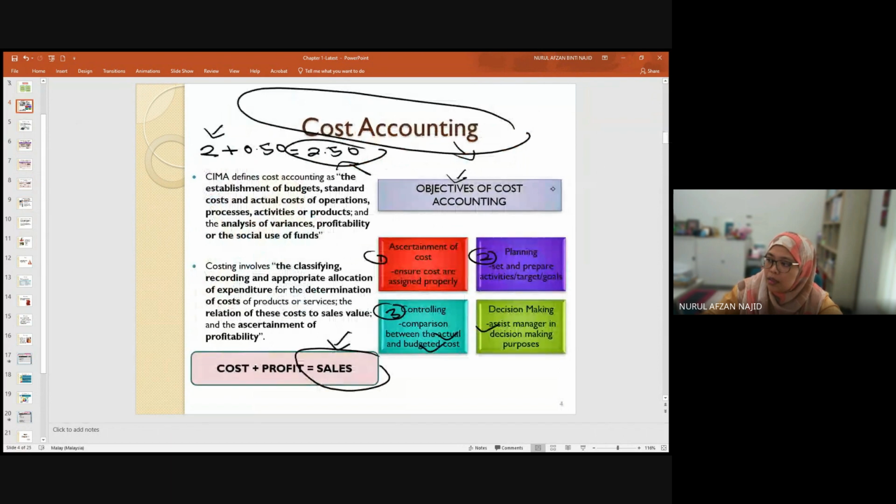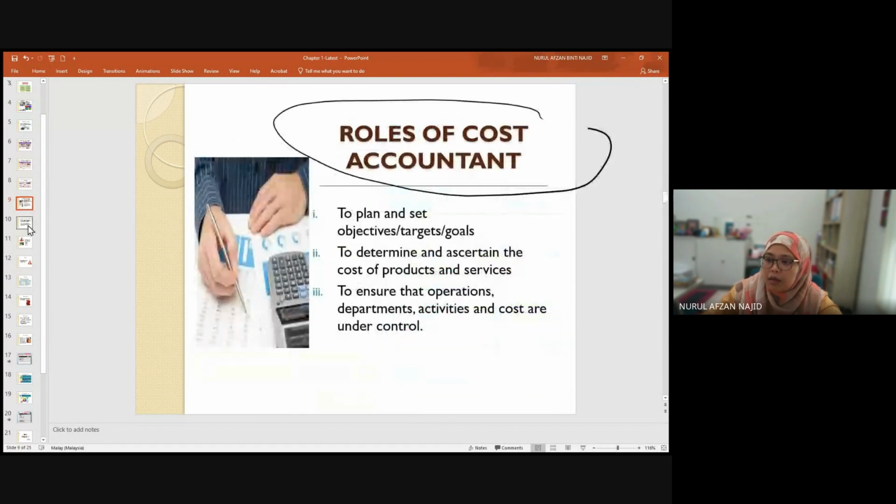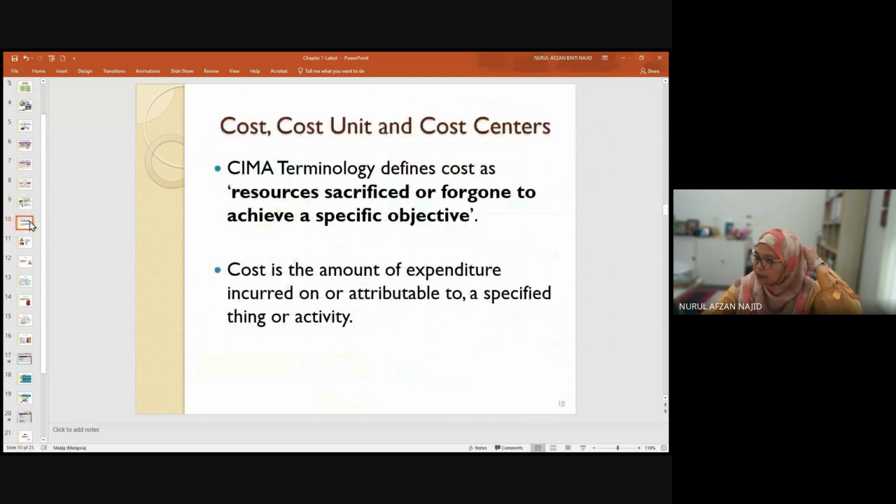Kalau soalan tanya what are the roles of cost accountant, so you boleh jawab yang ni juga. Tak ada masalah. Okay, sama je. Okay. Right, kita masuk kepada terminology. Okay, term-term ataupun definition for each of the term yang berkaitan dengan cost, cost unit and cost center.